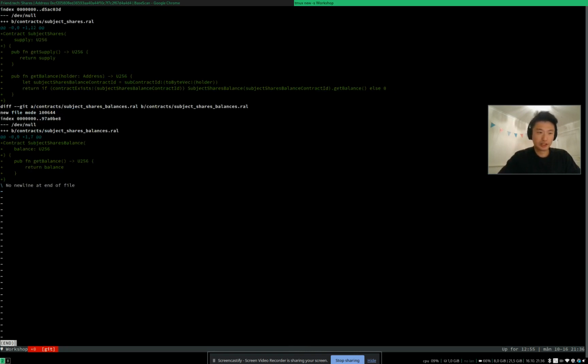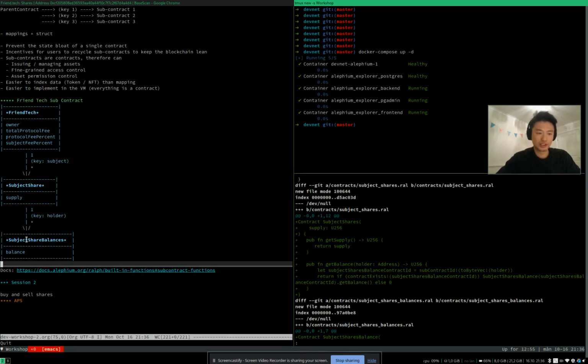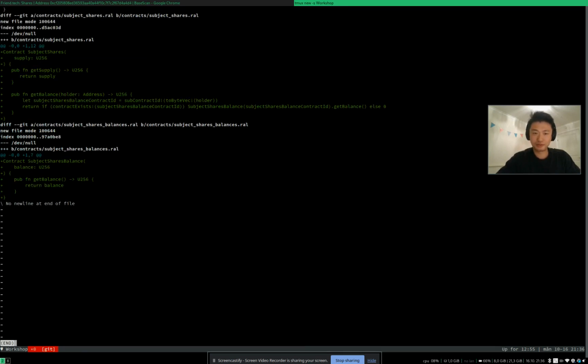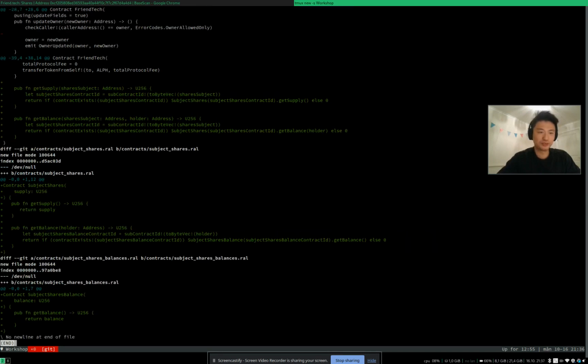So this is what this getBalance function does. It tries to calculate the subcontract ID for this contract, using the built-in function called subcontract ID, based on the holder address. It uses the holder address as the input. Then it checks, okay, does this contract exist? If it exists, then we're going to call the get balance function from this contract. Otherwise, we're going to return 0 because this holder doesn't hold any shares for the subject. So that's pretty straightforward, right?